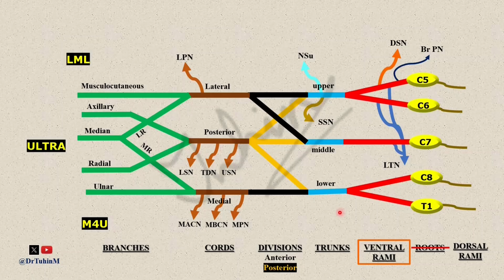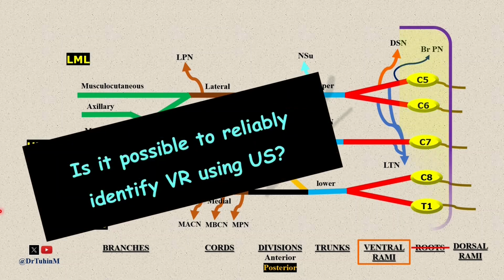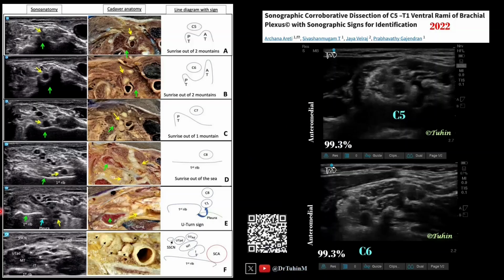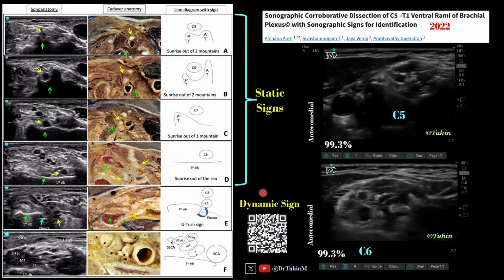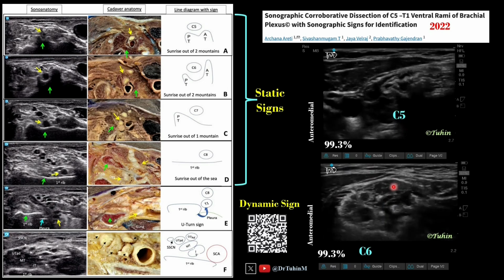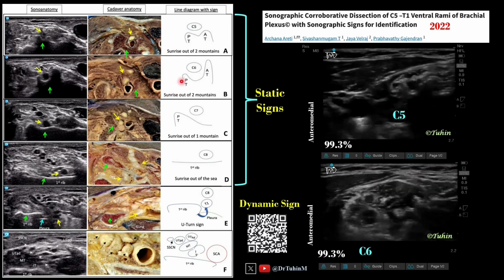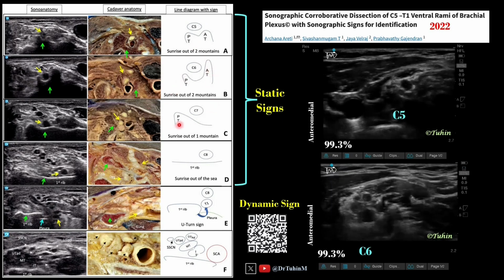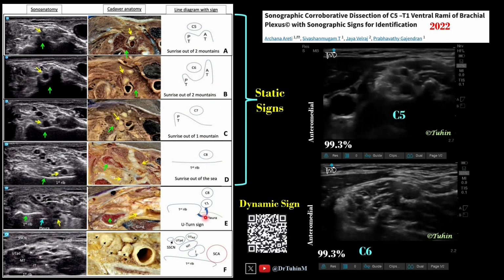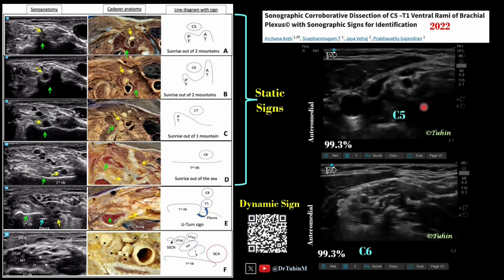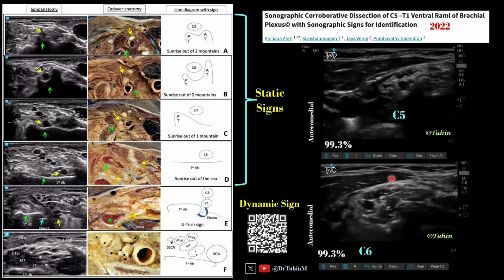So, is it possible to reliably identify the ventral rami using the ultrasound? The answer is yes, we can, with the background of anatomical knowledge and static and dynamic scanning. On sonogram, the ventral rami typically appear as hypoechoic round structures with a hyperechoic rim. The transverse processes of the cervical vertebrae and the tubercles are represented here as the mountains. So the C5 and C6 ventral rami appear like a sun rising between two mountains.